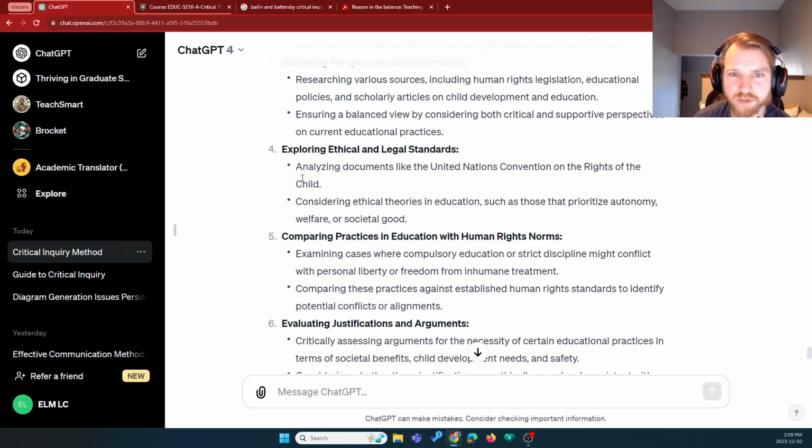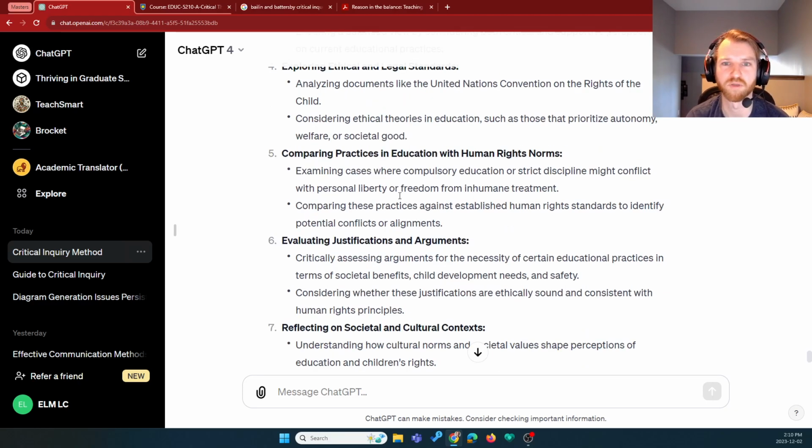Exploring ethical and legal standards. Analyzing documents like United Nations Convention on the Rights of a Child. So yeah, this is a document that I don't know about. So assuming that that's a real thing, that would be a great thing for me to look into. Considering ethical theories in education, such as those that prioritize autonomy, welfare, or societal good. Yeah, that seems like something reasonable to look into. It's not giving me a ton of direction, but it's a bit. Comparing practices in education with human rights norms.